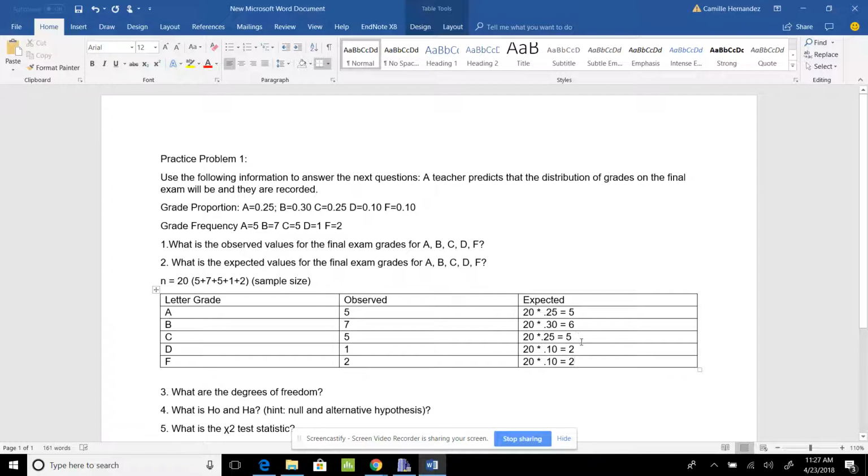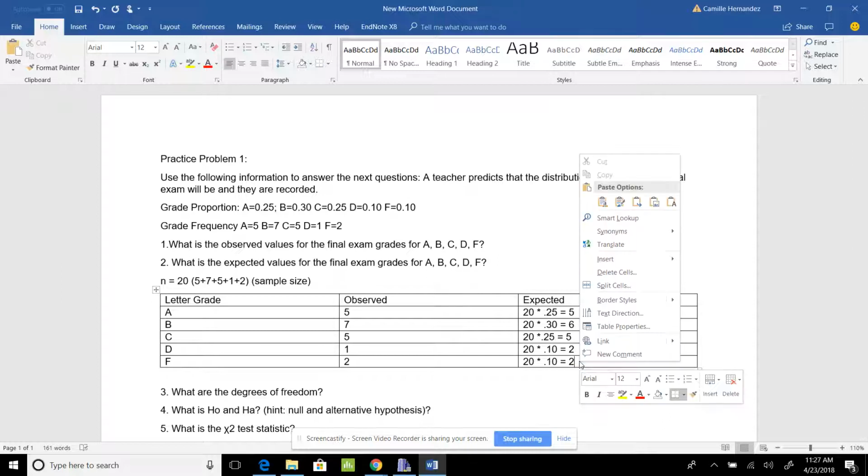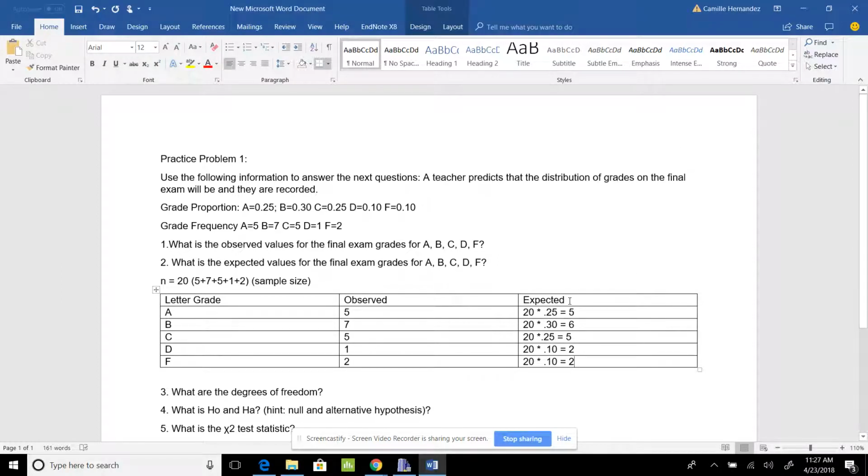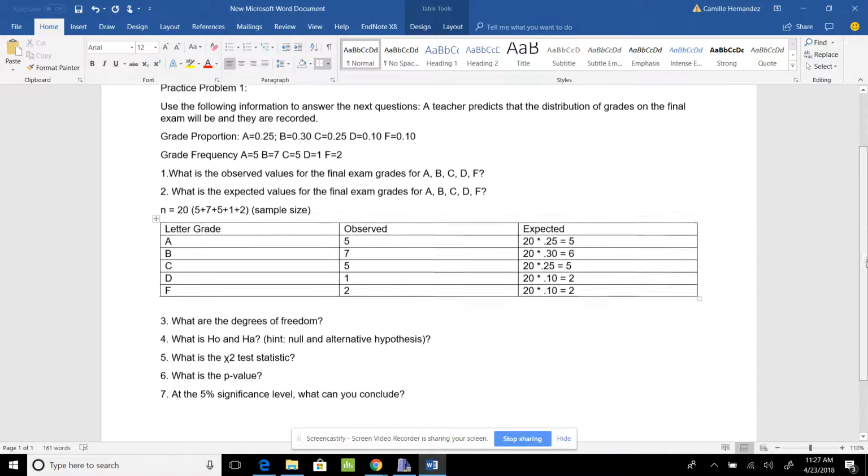All right, again, guess what? All my expected should equal 20. So what I'm going to do is 5 plus 6 plus 5, that gives me 16. Plus 2 gives me 18. Plus 2 gives me 20. So the number in your expected should equal the number in your observed, the sample size. If it doesn't, the website is not going to like it, and it's going to cause you to do things wrong.